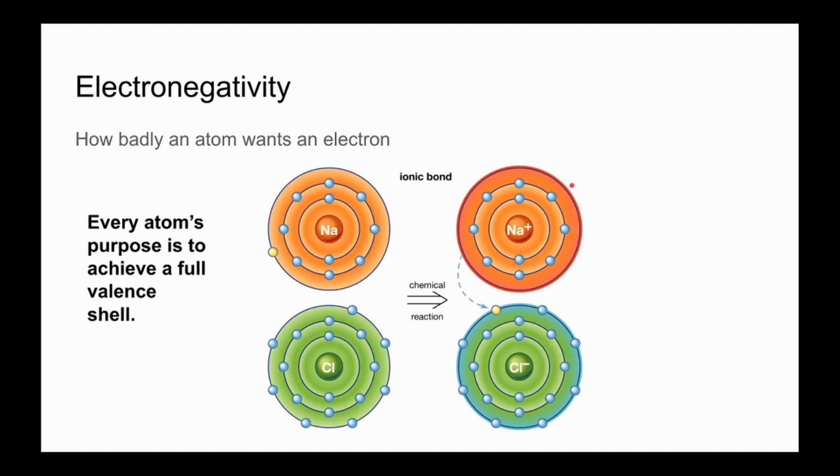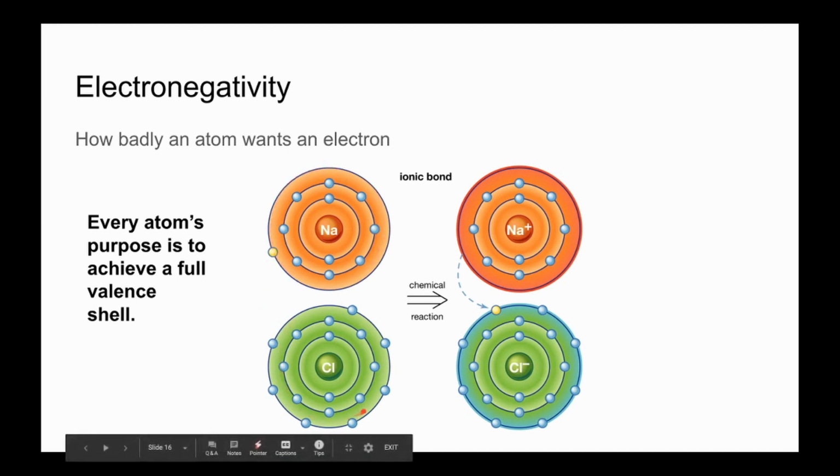Now, there's one more key thing you have to remember for ionic bonds, and it's also the reasoning behind electronegativity, is that in an atom's life, its only purpose is to achieve a full valence shell. Atoms are always looking for a full valence shell. And the valence shell, which includes the valence electrons, is always the outermost shell in an atom. And so here for sodium, you can see this is the valence shell for a sodium atom, and this is the valence shell for a chlorine atom.